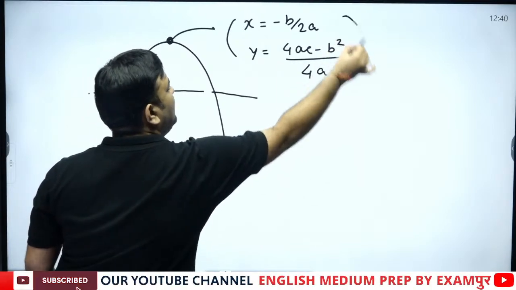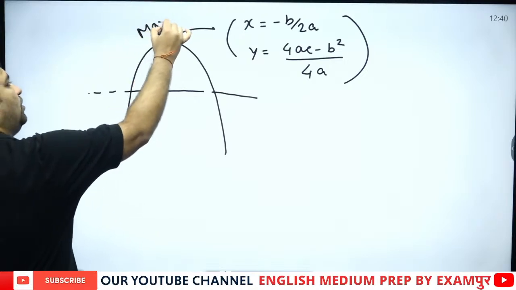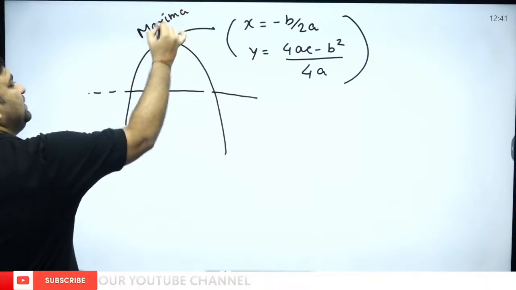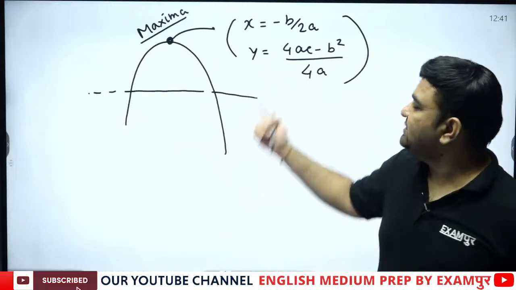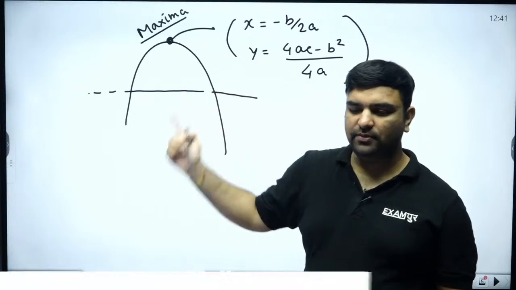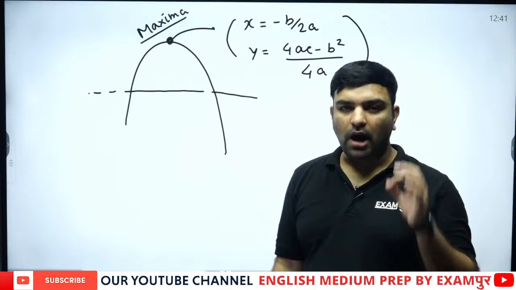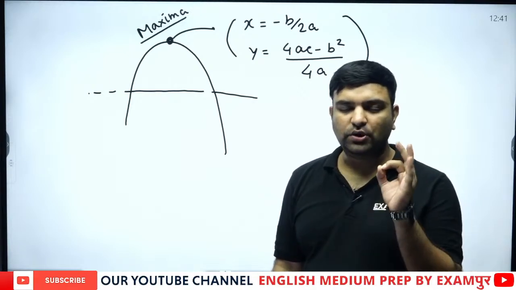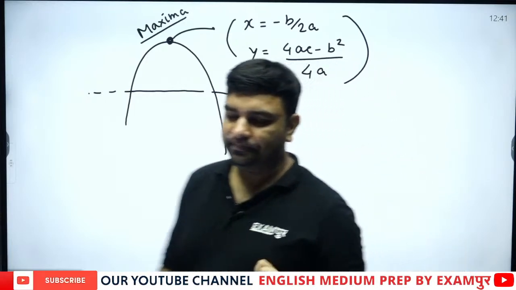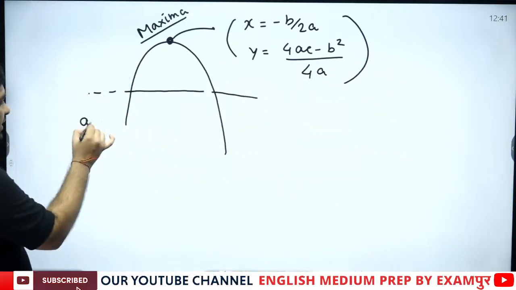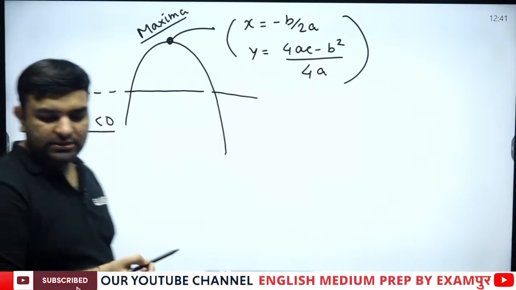Only we would be calling it maxima. Only our perception will change. The same coordinates will act as maxima. However, the way of finding them is going to remain the same. And this is the graph for A less than 0.